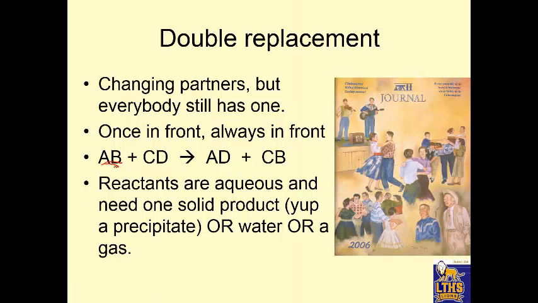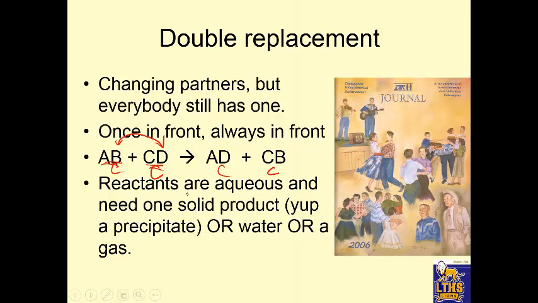So if you look at it and you have compound AB and compound CD. A is in front, so A has to be in front. So what's the difference? B and D switcheroo. Okay. So you're starting with a compound and a compound, and you get two new compounds. But notice, whatever was in front on the reactant side has to be in front on the product side.